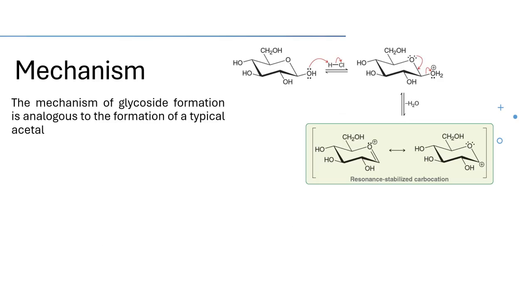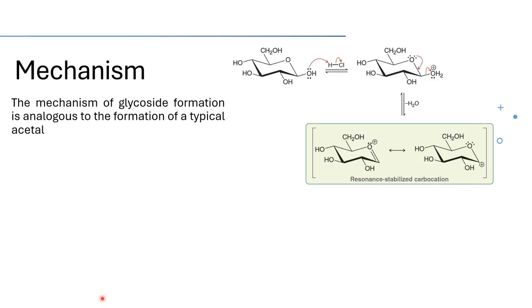Mechanism. The mechanism of glycoside formation is analogous to the formation of a typical acetal. In the first step, the oxygen is protonated, which makes it into a good leaving group. Water leaves, forming a carbocation that is resonance stabilized.